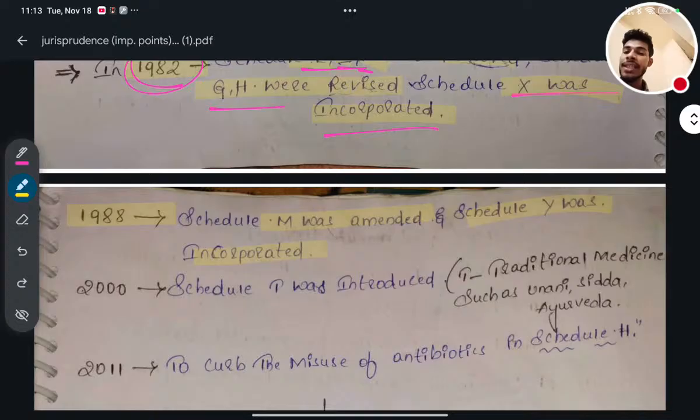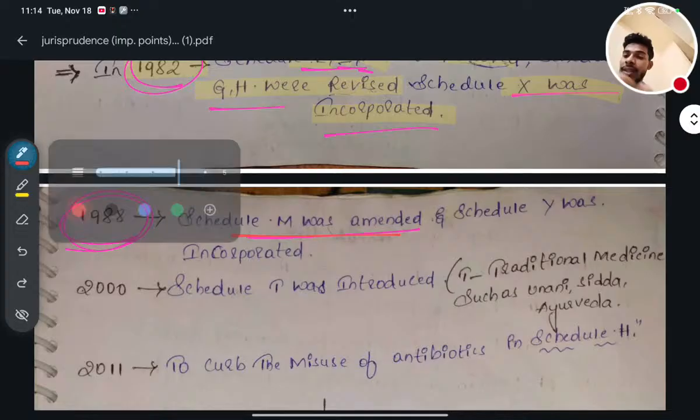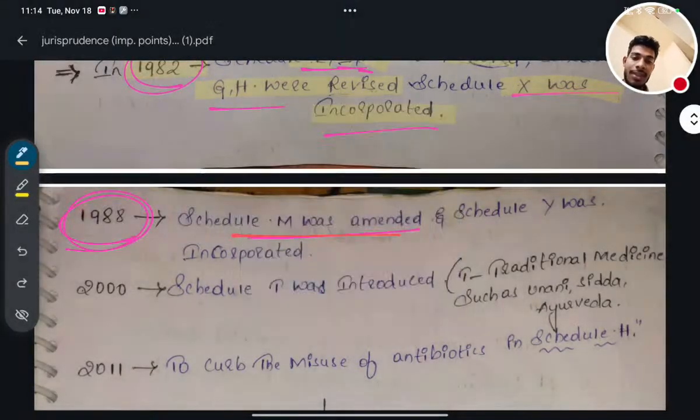In 1988, Schedule M was amended and Schedule Y was incorporated. When? In 1988. Yes, Schedule M was amended and Schedule Y was incorporated.